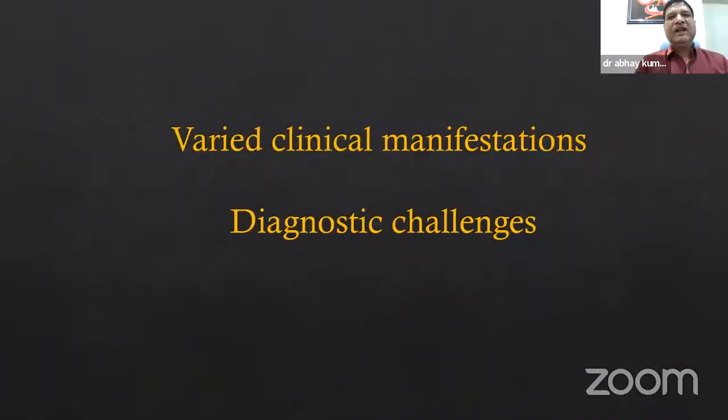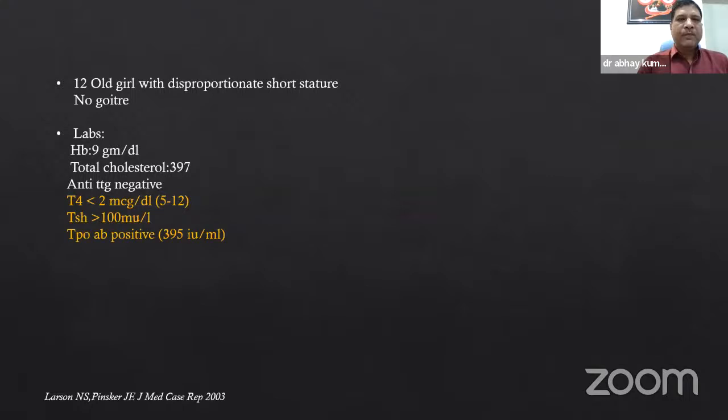Again, if you see the varied clinical manifestations and diagnostic challenges, we'll discuss some interesting cases which will make us think about the diagnosis of the disease. So this is a case of a 12-year-old girl having a disproportionate short stature. The patient is short, with no goiter.